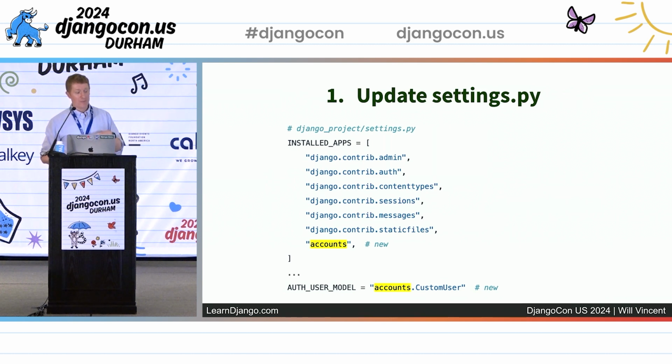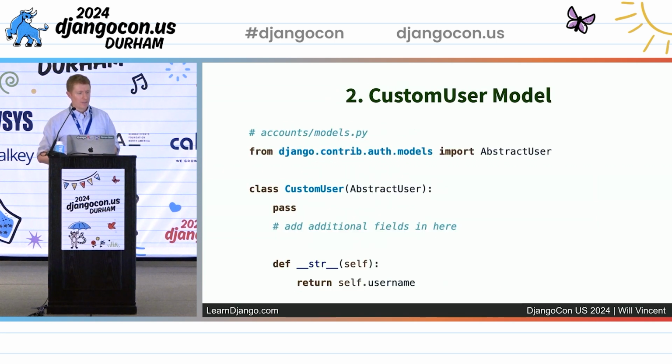First, you need to create a new app. I've called this one accounts. Add an auth user model, so we're saying accounts.CustomUser. We're going to create a model for that. Again, I could do a whole talk on this, so I'm just going to go through it a little quickly. Here we're using AbstractUser, which includes everything on the normal user model, and it adds permissions with a permissions mixin.